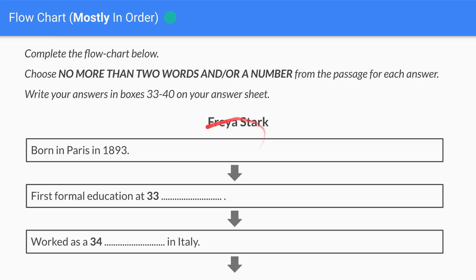For example, right here, we seem to have a question that is describing the life of Freya Stark. It tells us when she was born, then what happened in her life next, and then what happened after that, and so on. So here, we basically have a sequence of information, and in this case, we have a chronology. It's telling us what happened in someone's life, event after event. But this could also be a process. This flowchart could be describing a process of some sort. That is also possible. So the way to identify these questions is very simple.